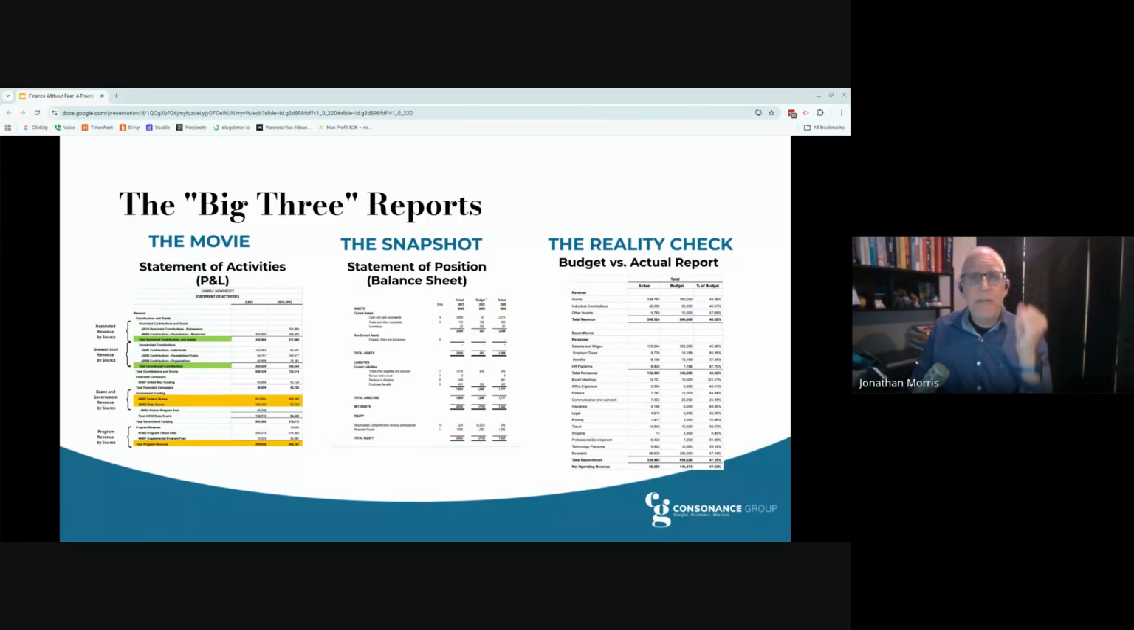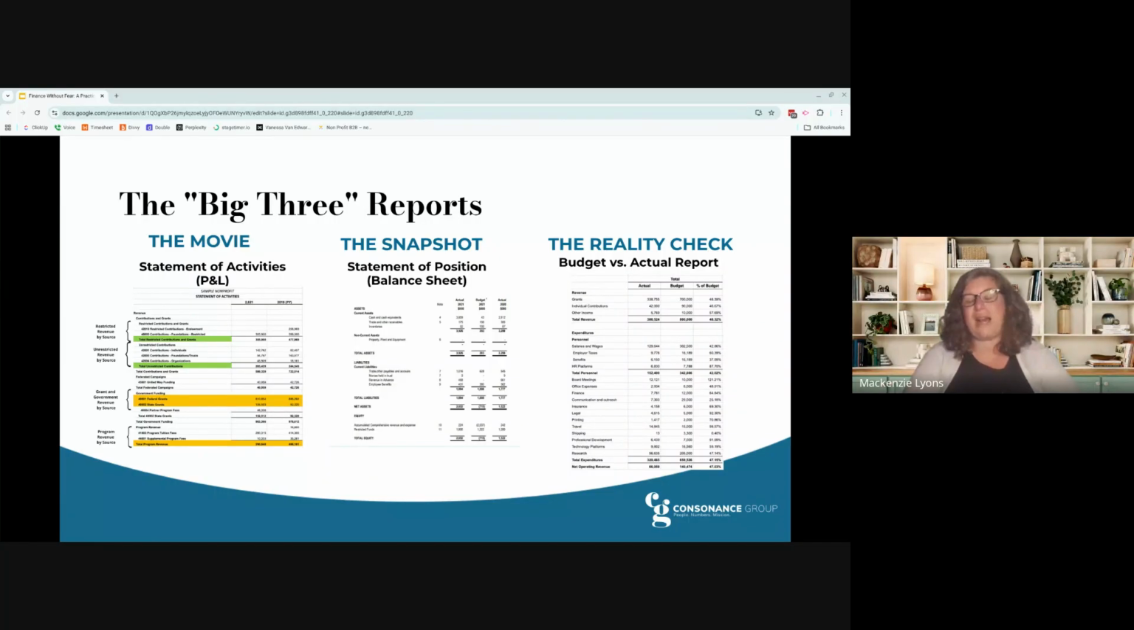Correct. Well, this is the reality check against the plan. It compares what you planned to receive and spend versus what's actually happening. So the important part here is the variance. It's the difference between the budget and the actual. All right. So what kinds of questions should leaders ask when they see this variance?